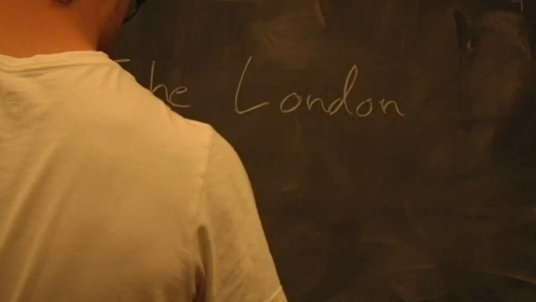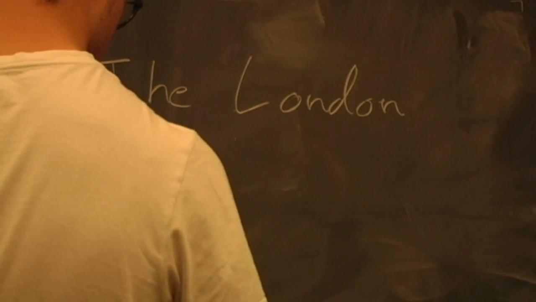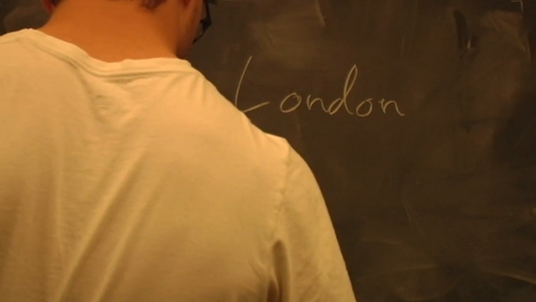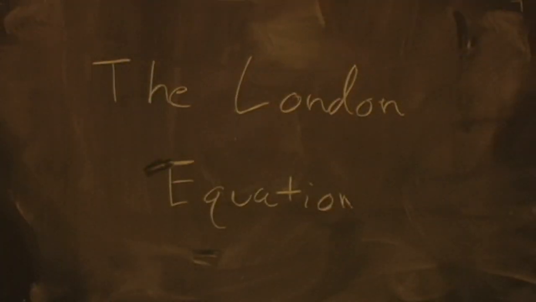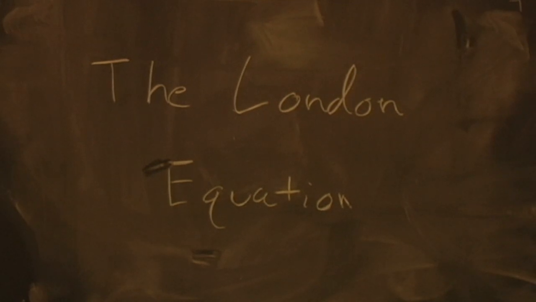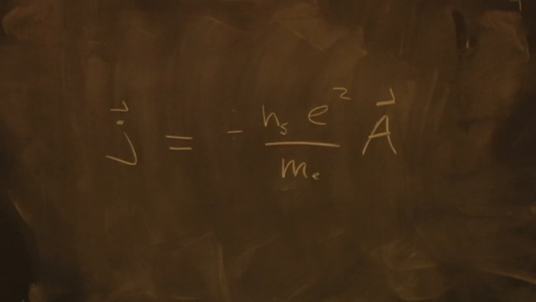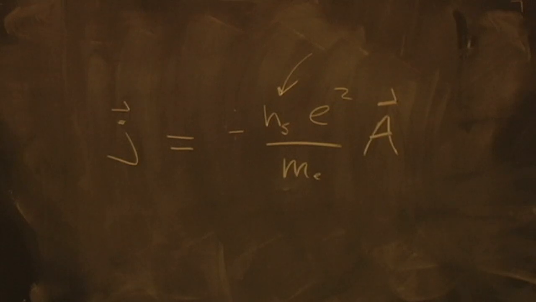Now that we have zero resistivity, we have an infinite conductivity, and our constitutive equation does not work. Now we need a new one. The London equation will do the trick, and it can also validate the Meissner effect. The London equation relates the current in a superconductor to the magnetic vector potential. Ns is a constant associated with the number density of superconducting carriers. e is the fundamental charge, and me is the mass of an electron.